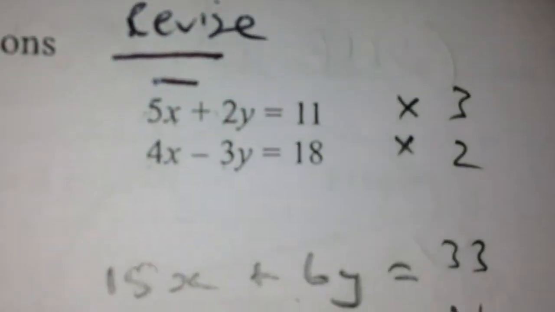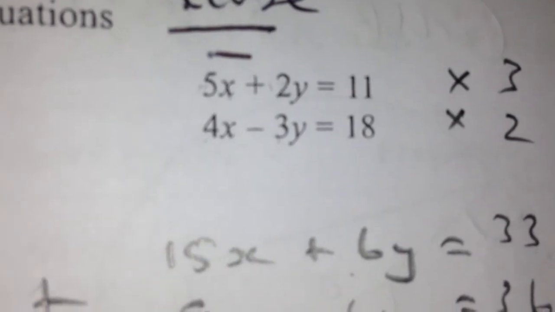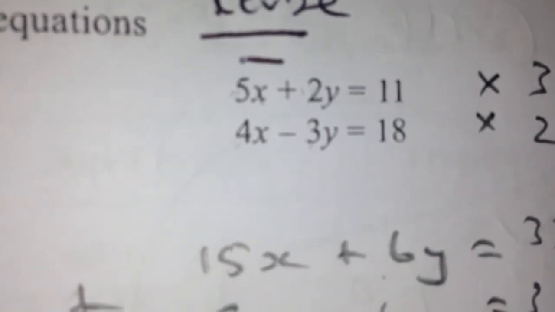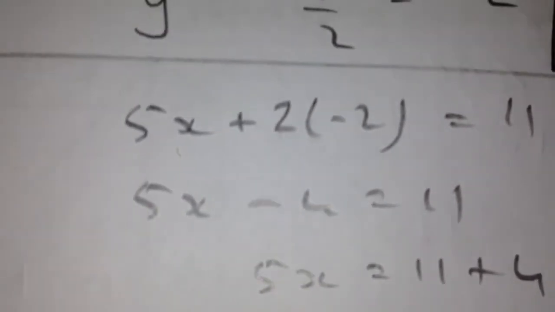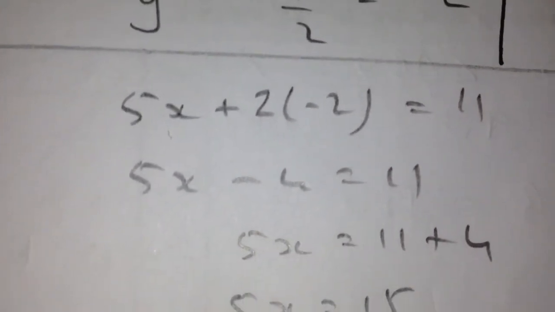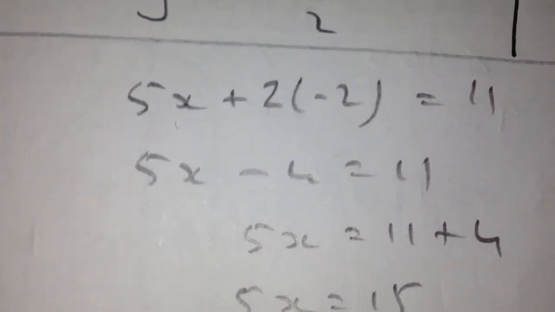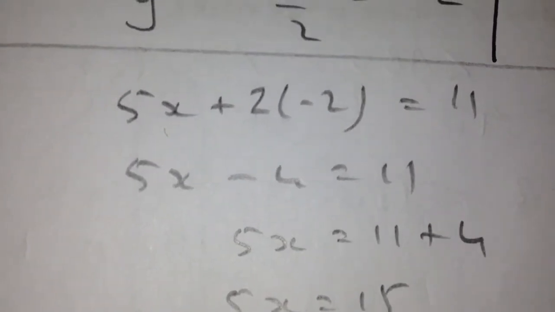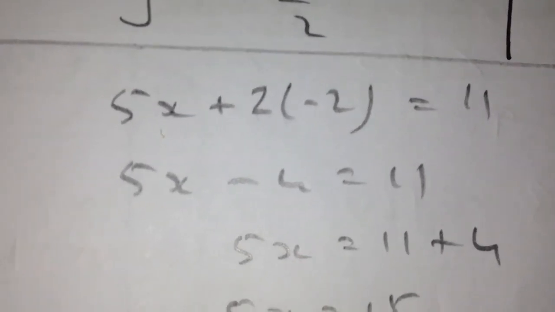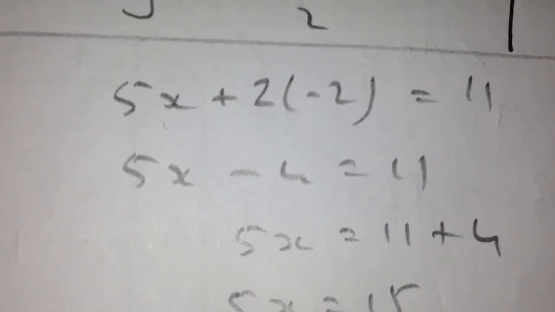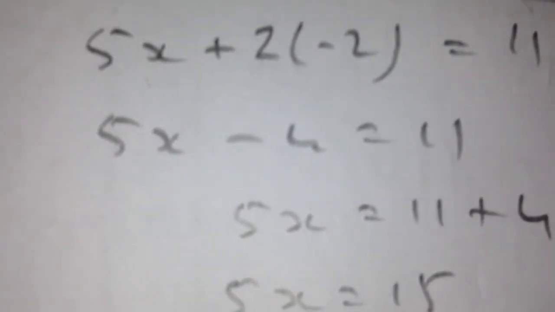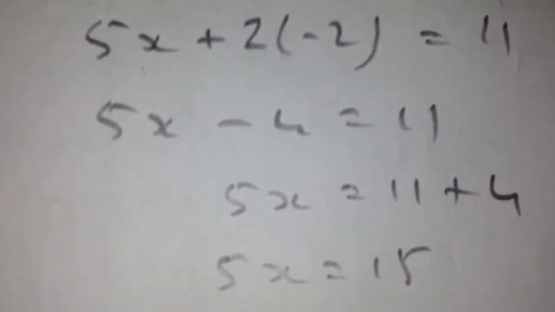Now, like we did before, we just insert this into either the top line or the bottom line of the equation to find x in this case. So we're going to do 5x plus 2, in brackets minus 2, because the minus 2 is what we're putting into the equation, because that's our y value. Now, that's the same as 5x minus 4 equals 11.